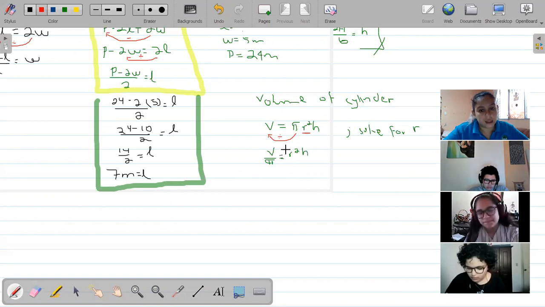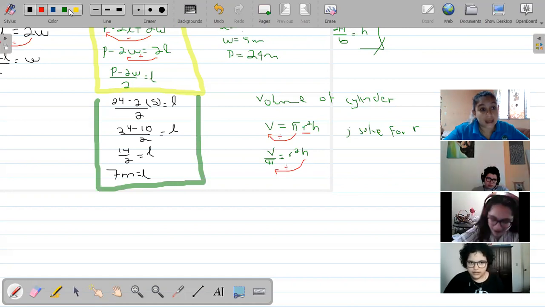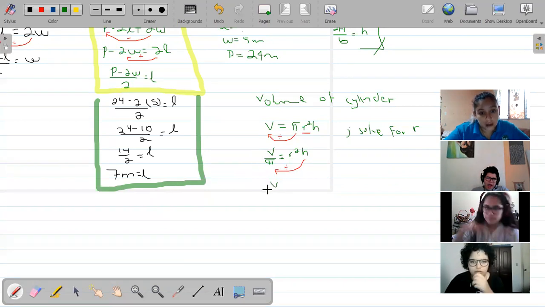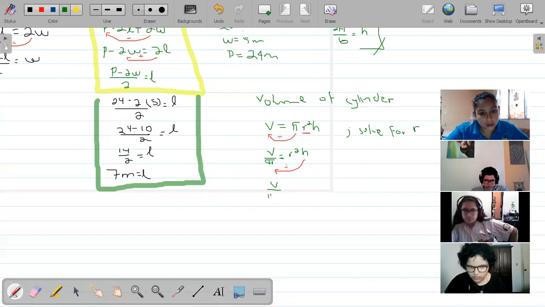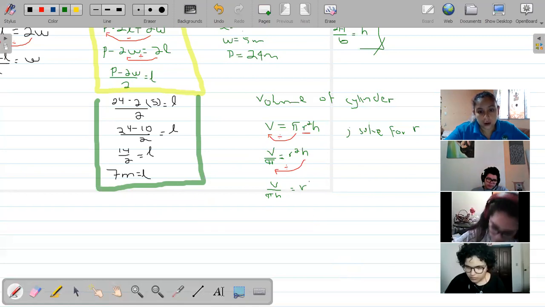Now I need to pass the h because I'm leaving the r squared completely alone. So the h is also multiplying, so it goes dividing as well. Now pay attention. When we have something that's multiplying and goes dividing, and I already have a fraction on the other side, I will just go ahead and copy both things in the denominator. So V over pi h equals r squared. The h also goes dividing, so it goes right next to the pi.